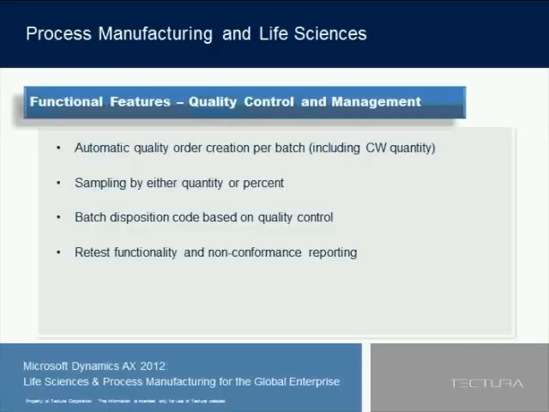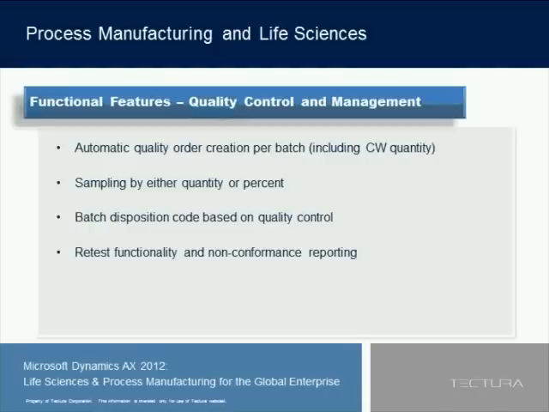All right, let's just talk about some of these features here. We talk about automatic quality order creation per batch. There are many different areas in the application where I can have quality orders automatically generated for me. So, a couple examples of that may be, upon purchase receipt. When I receive something in, I want that maybe to go into a quarantine status, and I want a quality order automatically generated for QC to take action.